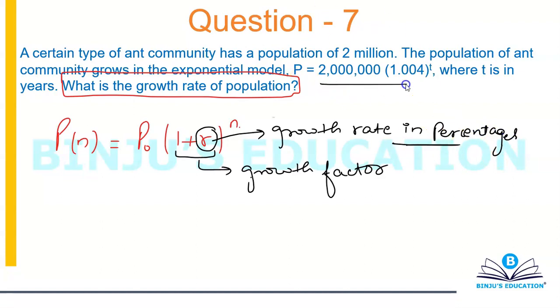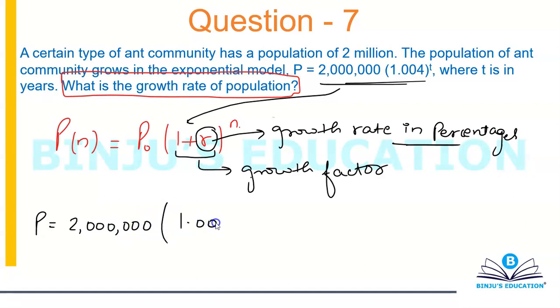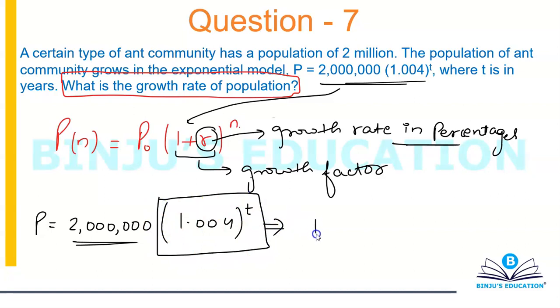So let's compare this value with this one. So I can say that P is 2 million times 1.004 to the power t, which now I'm not going to write this 2 million again and again. There's no point in that. So I'm simply talking about this value here. So this will basically become 1 plus 0.004 to the power t.